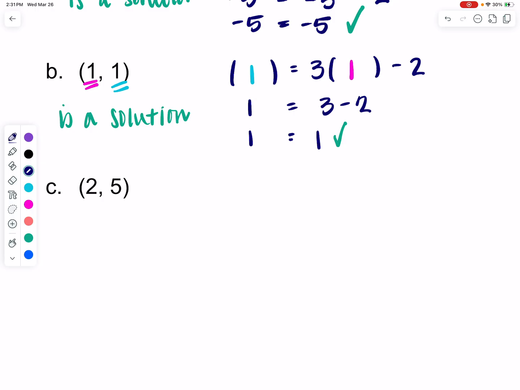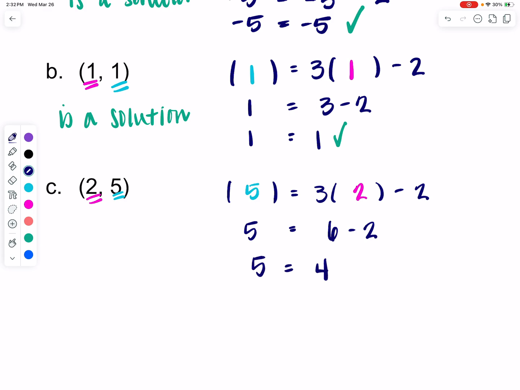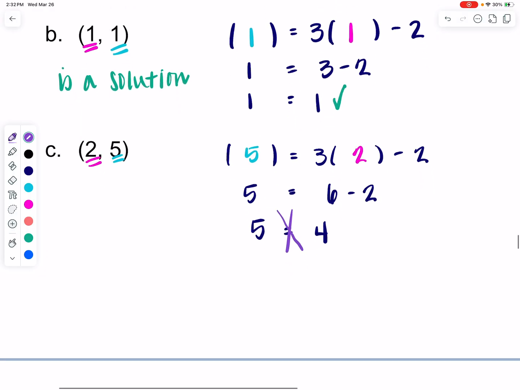So we'll check 2, 5 last. I'm going to set up my holes. And then I'm going to fill in the holes. 2 goes in the x spot. 5 goes in the y spot. I get 5. 3 times 2 is 6. Now, y'all, last time I checked, 5 was definitely not equal to 4. So this is not a solution.